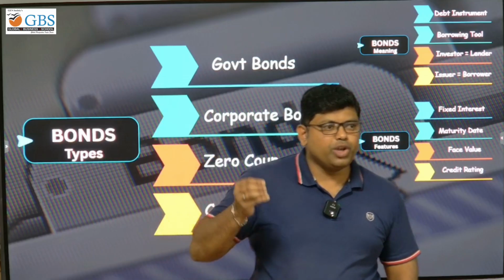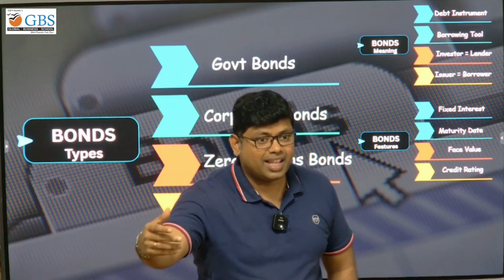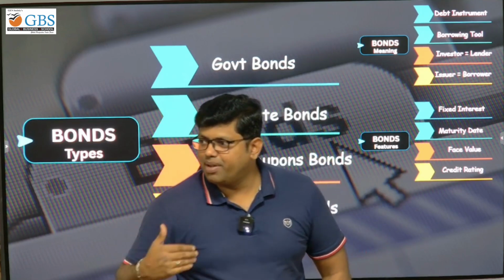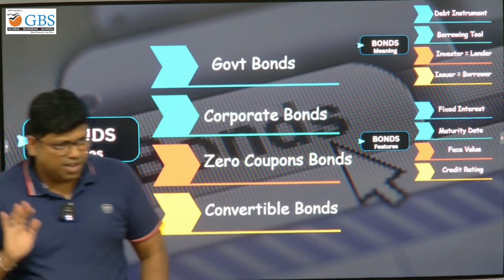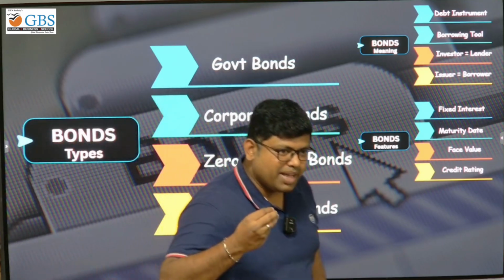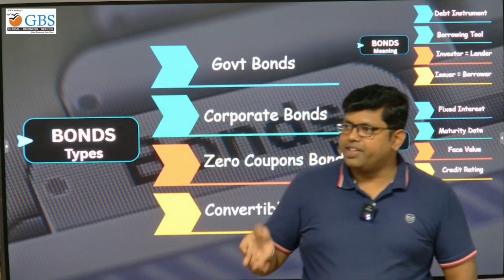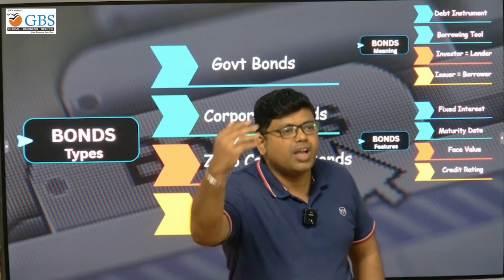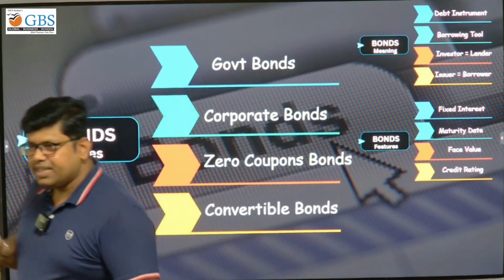I am issuing at 70 rupees. At maturity, I need to pay back 100 rupees. Okay, face value 100 rupees, and you pay 70 rupees. You can sell it to someone else, or if you hold on to it, then I need to give back to you 100 rupees at the time of maturity. Is it clear?